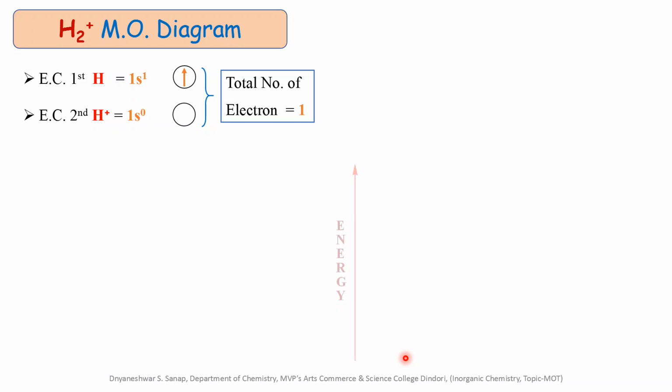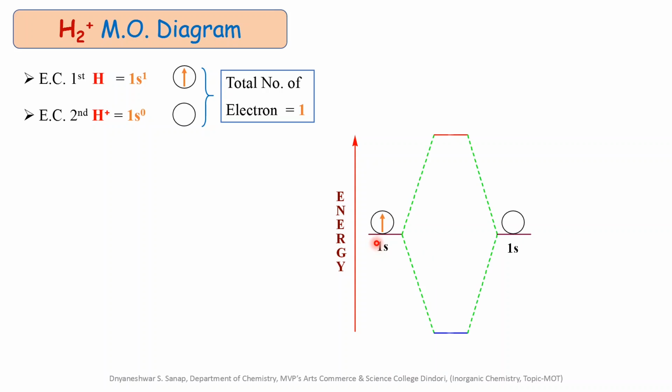The increasing order of energy level of atomic orbitals is like that, and the energy of each atomic orbital is at the same horizontal level like this. This is the atomic orbital of the first hydrogen, which has 1 electron, and this one is the atomic orbital of hydrogen in the H plus form, that means no electron in its valence shell. When these two atomic orbitals combine, then according to the linear combination of atomic orbitals principle, that is the LCAO principle, two molecular orbitals are formed. That means when two atomic orbitals combine, they give two molecular orbitals.